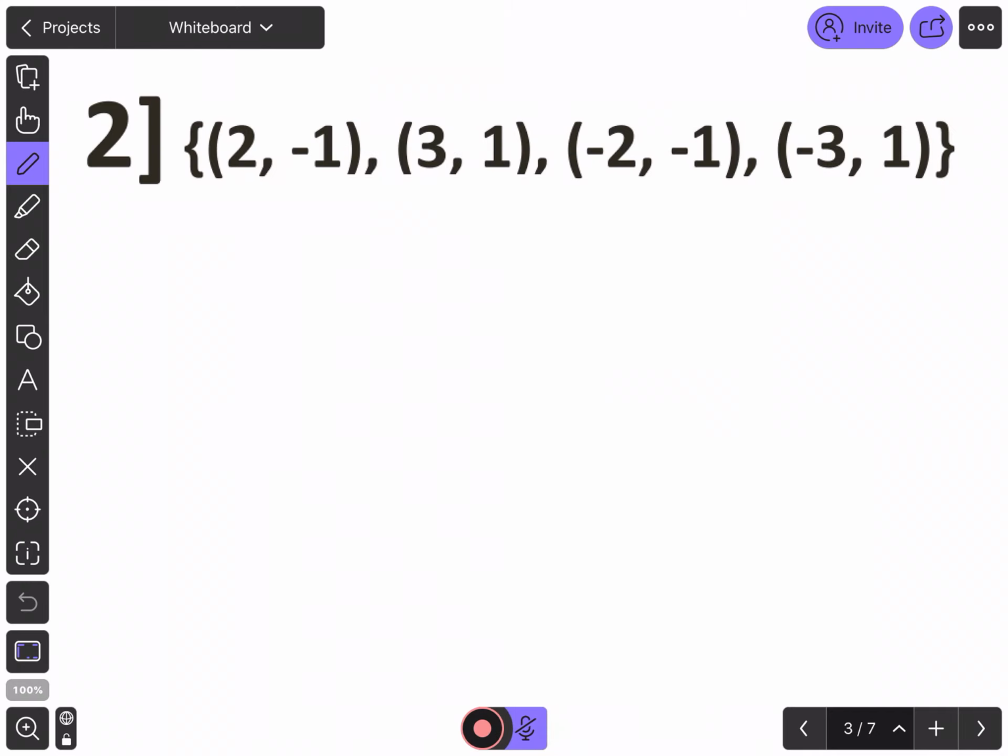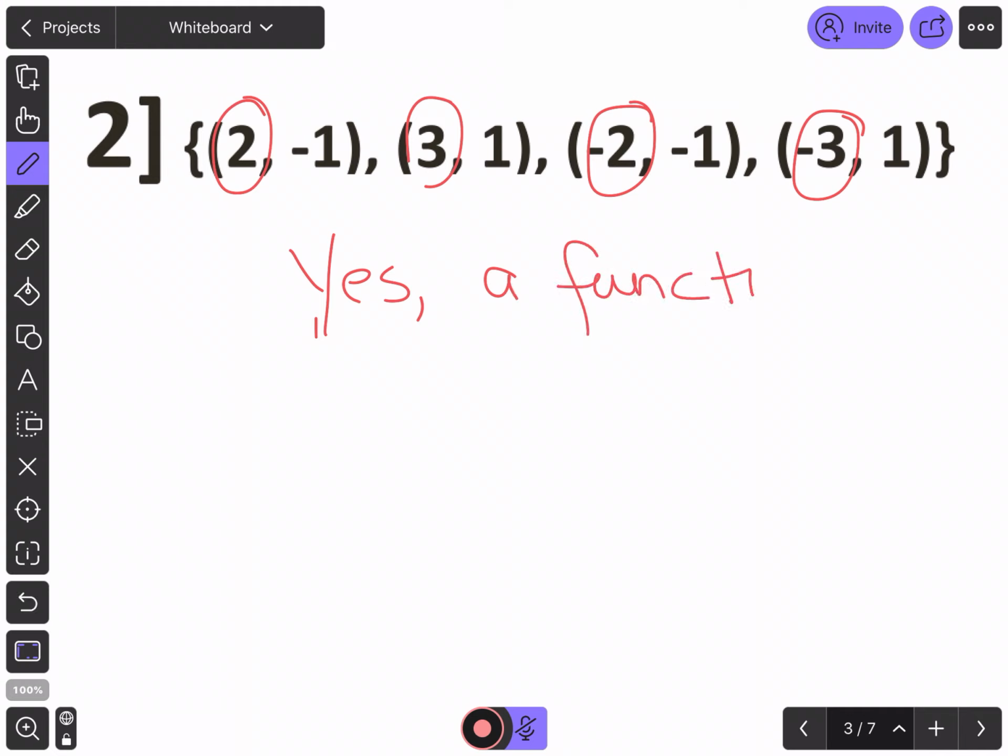Look at this set of ordered pairs. Pay attention to all the x values. Give it a try yourself for a moment. Go ahead and pause the video. Circle the x values. Do any of the x values repeat? 2, 3, -2, and -3. None of these x values repeat, so we can say yes, a function. X values do not repeat.